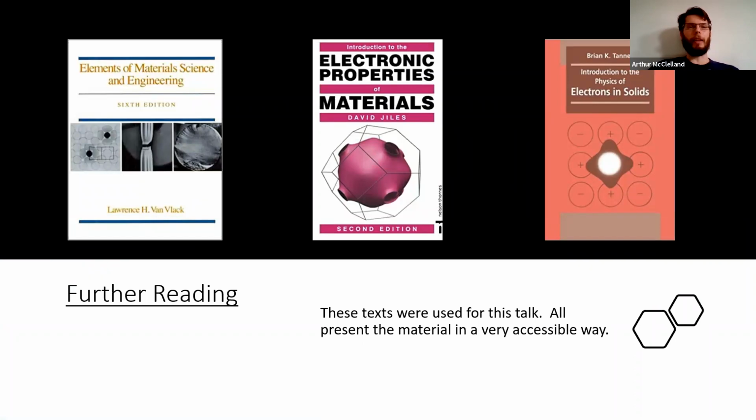For this talk, I went back to my undergraduate textbooks: Elements of Materials Science and Engineering, Electronic Properties of Materials, and Introduction to Physics in Electrons of Solids. All these texts present this material in a very accessible way if anyone wants to pick those up and read them. I did check online. They're all available used for like $5 or $6, which makes me sad because I spent hundreds of dollars on them when I was an undergrad. But anyway, life moves on.